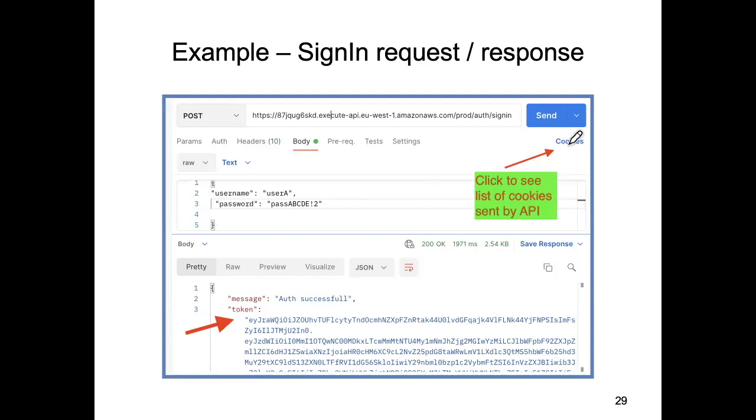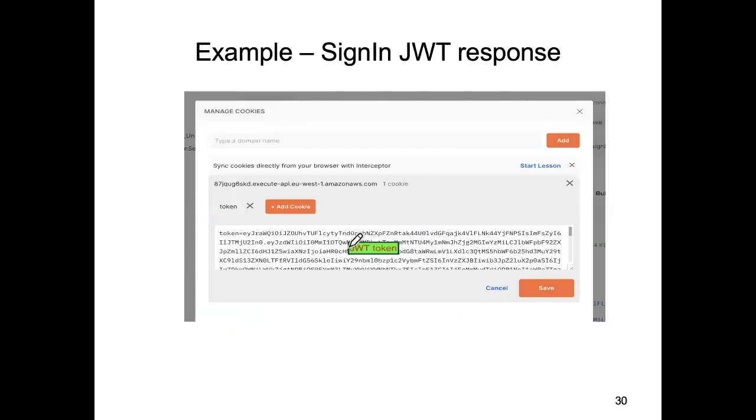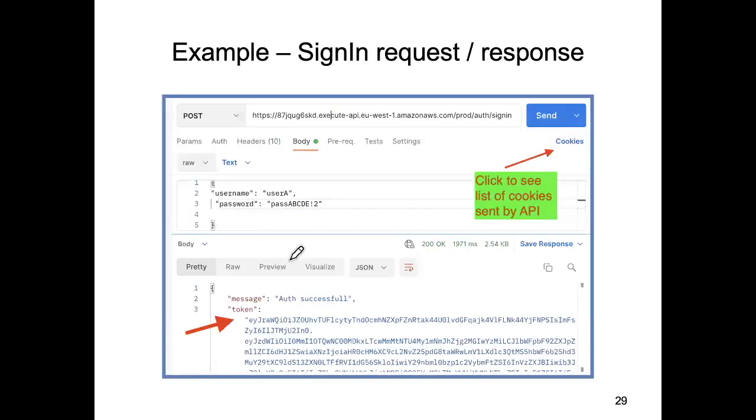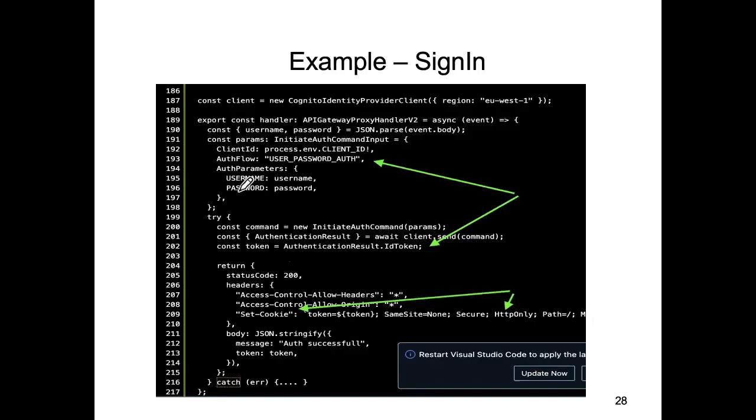When you click that, you can see all of the cookies that were sent by the server side to you, where each cookie is a key value pair. In my case, there is only one cookie, where the key of the cookie is token and the value is a JWT token. Right, so if I go back to the Lambda, that explains what's happening here.